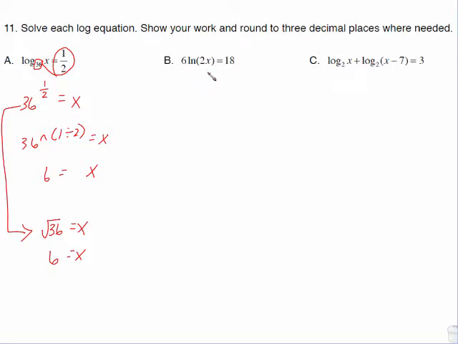It's a natural log equation, and before we deal with the natural log, we need to have the natural log part of the equation isolated. So since this is 6 times the natural log, we will divide both sides by 6. So now this says natural log of 2x equals 3. And the way I deal with this is natural log.